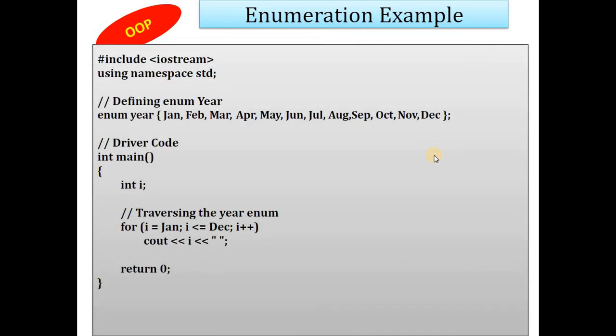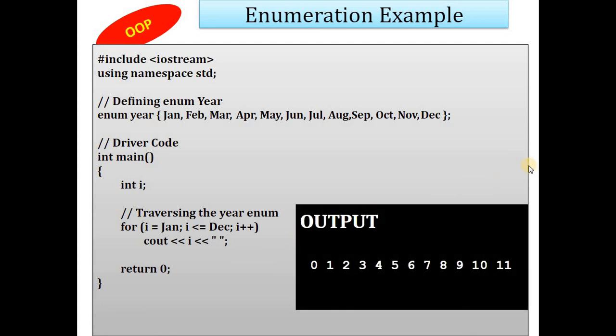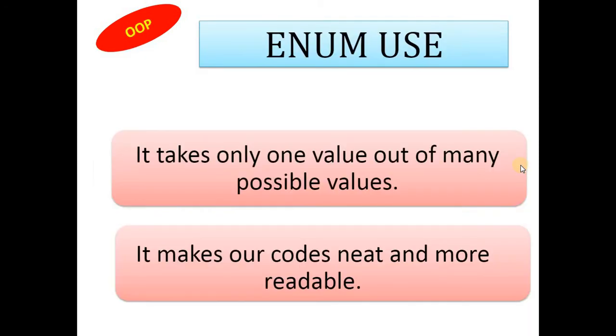Another enumeration example, we can take enumeration year from Jan to December. We can traverse the year enumeration by writing, instead of I is equal to 0, I less than or equal to 12, the named constants: I is equal to Jan, I less than or equal to December, and you display the value. So the output as expected will be 0 to 11. So this is where enumeration is used as an example.